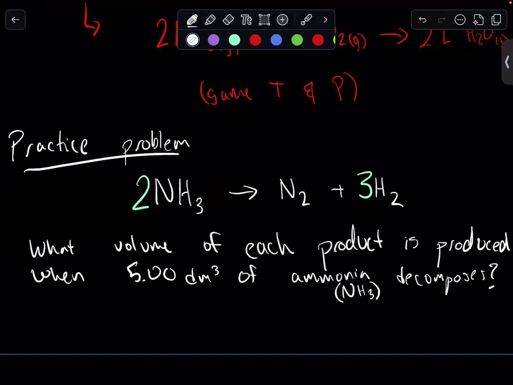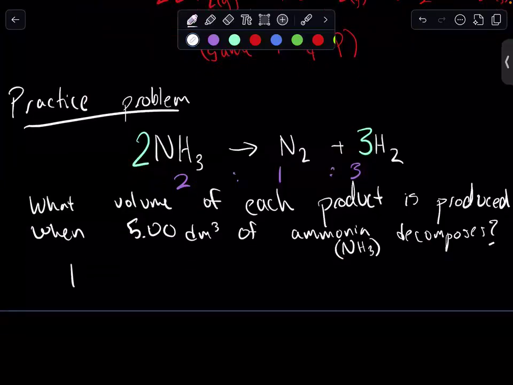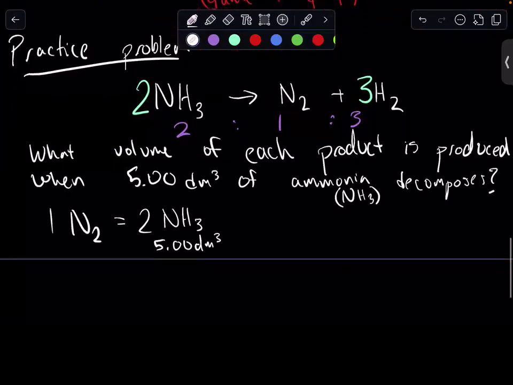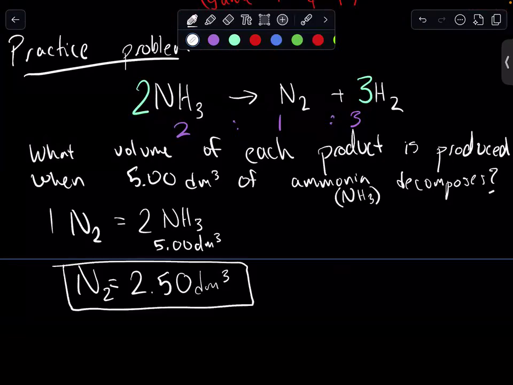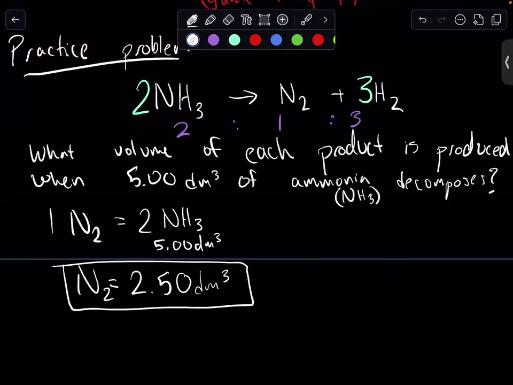So all we have to do is notice that our ratio is 2 to 1 to 3. So if we have 2 ammonia to 1 nitrogen, then that means our nitrogen volume is half, because it's 1 to 2 NH3. Therefore, if NH3 is 5.00 decimeters cubed, then nitrogen is going to be 2.50 decimeters cubed. So this is how we use Avogadro's law of combining volumes. We use it just as we would moles.